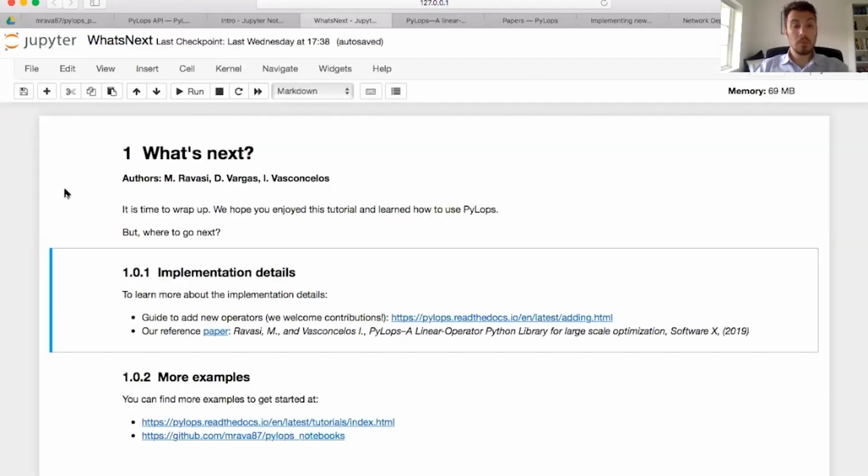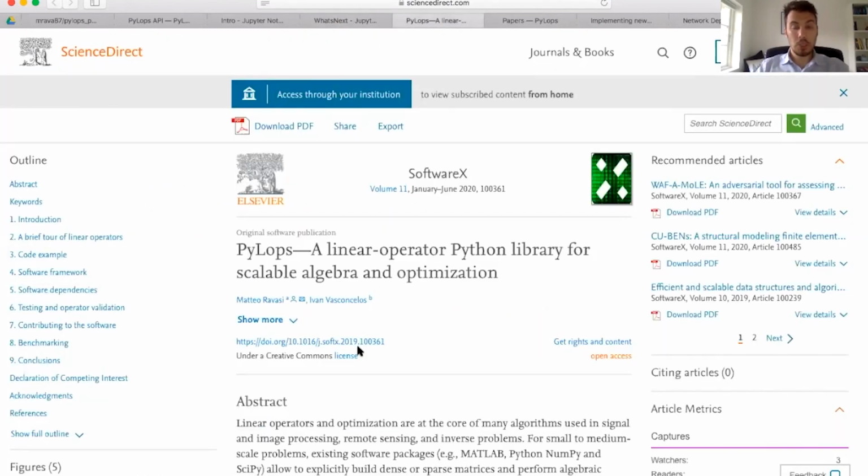Moreover, if you are even more interested in the implementation details and want to know more about the history of PyLops, please check out our paper that we published a few years ago or so in SoftwareX, which is freely available.